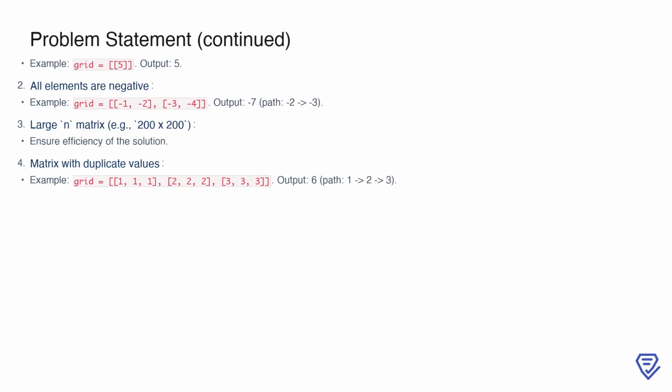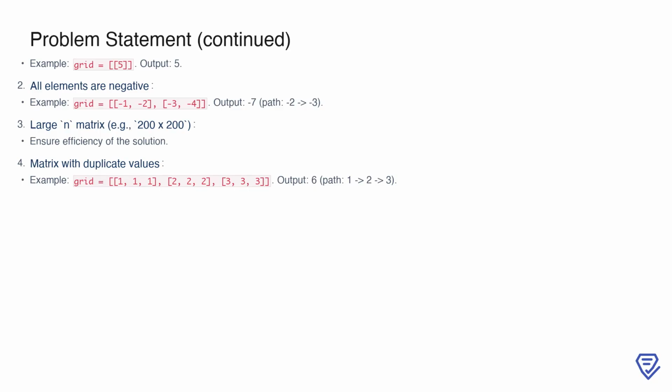Finally, let's discuss some edge cases. For a single element matrix, like 5, the output is straightforward, 5, as there's only one element. If all elements in the matrix are negative, such as -1, -2, -3, -4, the minimum path sum would still be the path with the least negative value, which in this case is -7, following the path -2 to -3.